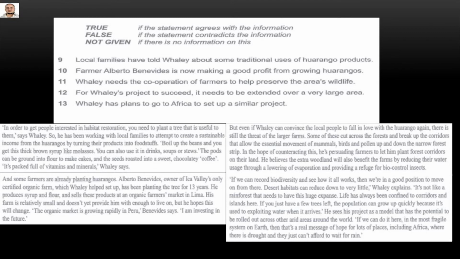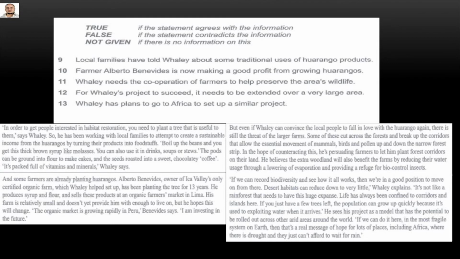To go on, says Wally, he has been working with local families to attempt to create sustainable income from the algarrobos by turning their products into foodstuffs. Boil up the beans and you get this thick brown syrup like molasses. You can also use it in drinks, soups or stews.